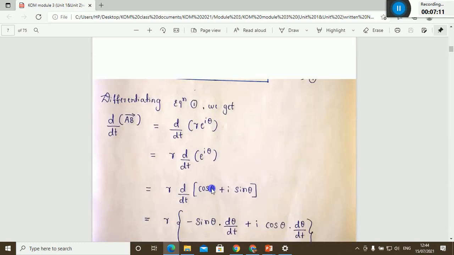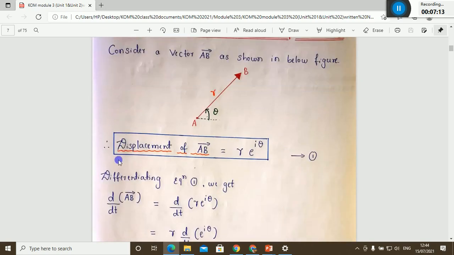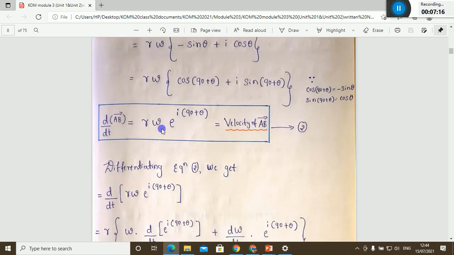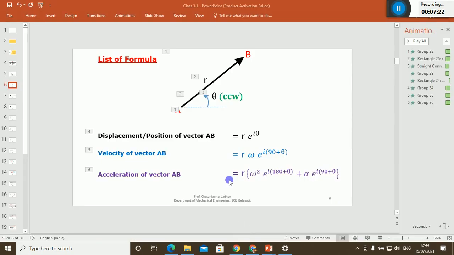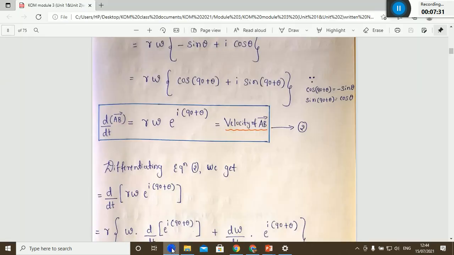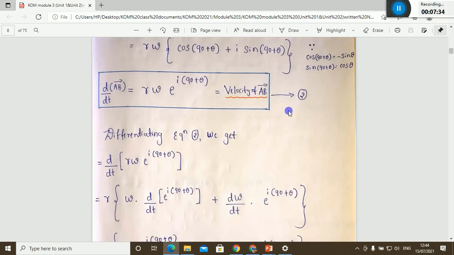So after differentiating the displacement equation, you will get this form, that is the velocity of vector AB, which is nothing but r omega e raised to i(90 plus theta). Same thing I explained here. Again, when you differentiate this velocity vector, you will get the acceleration. The detailed derivation is also there. So I can call this velocity equation as equation 2. Just differentiate this equation 2, that is r omega e raised to i(90 plus theta).